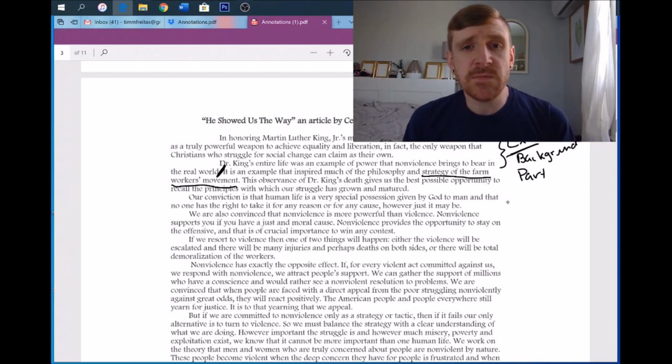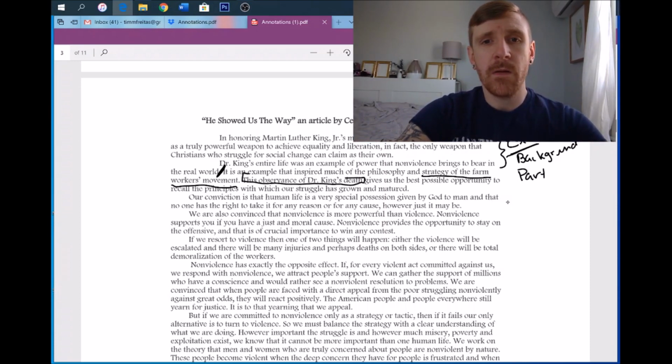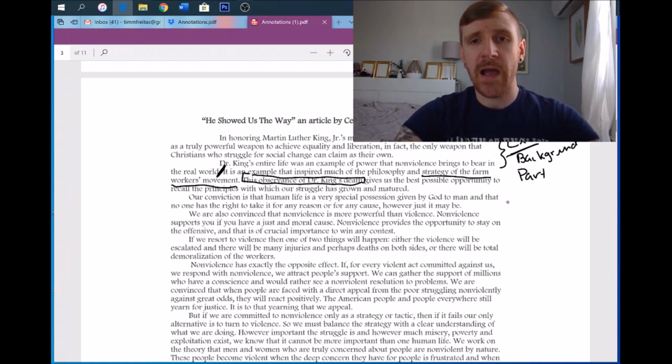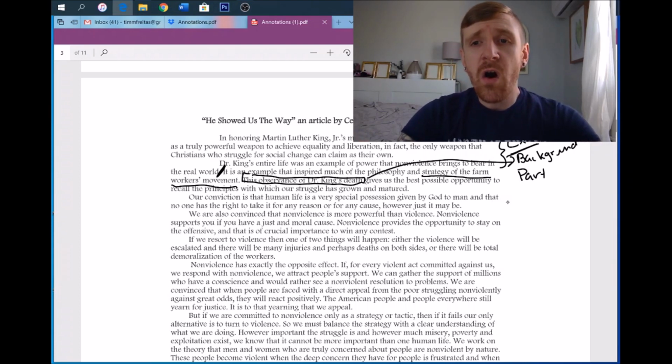And then it says, "This observance of Dr. King's death." Okay, so notice we're back to a little bit of background here. That's okay, because things do overlap. They might draw a little arrow. Oh, that's background. "Gives us the best possible opportunity to recall the principles on which our struggle has grown and matured." And so now we know exactly why all of this is going on. So we see a mixture of background and partition right here.